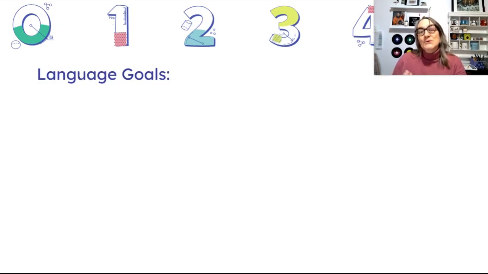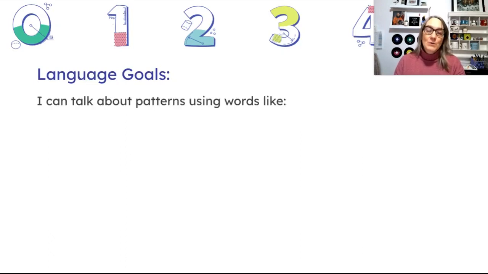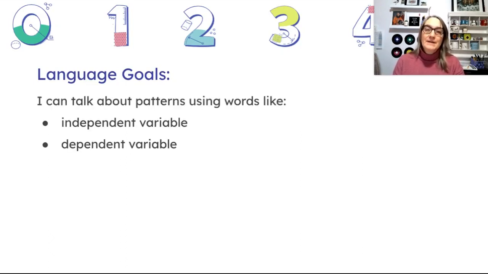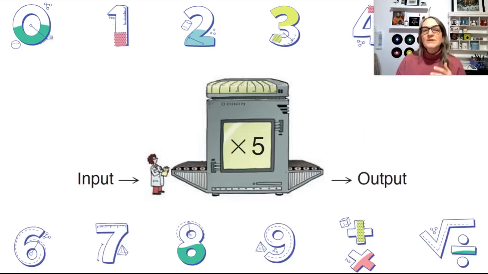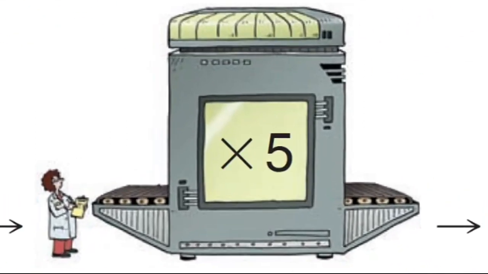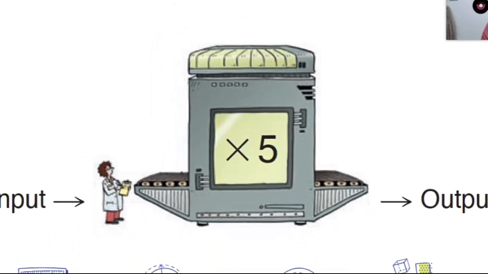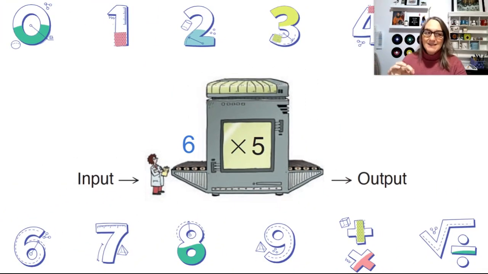And our language goals are: I can talk about patterns using words like independent variable, dependent variable, function, table of values, input, and output. Take a look at the picture here. It represents what we call an input-output machine. Any number that is put into this machine is multiplied by 5, and you can see that by the times 5 symbol in the middle of the machine. So when we input 6, the output is 30, because 6 times 5 equals 30.